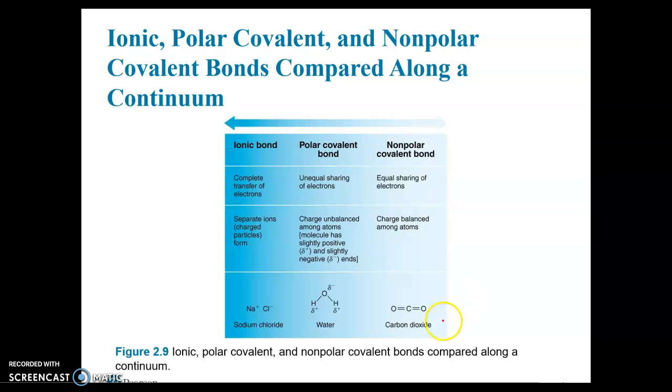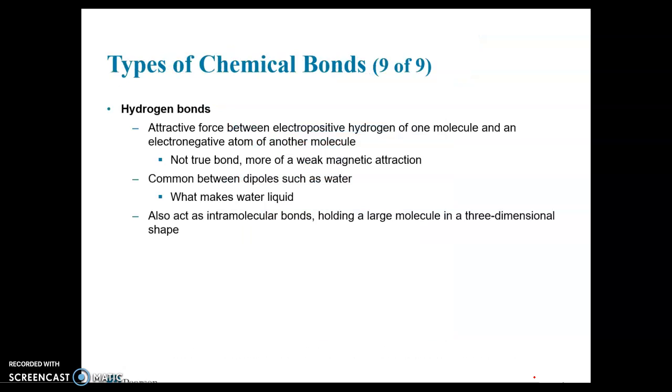So we have three kinds of bonds so far. We have the ionic bond, and the example we used was sodium chloride. The sodium lost an electron and became positive. The chlorine gained an electron and became negative. And now that they are oppositely charged ions, they have an attraction for each other. With covalent bonding, the electrons are shared, but they are shared unequally in a polar covalent bond, like we see in water, and then they're shared equally in a nonpolar covalent bond like we see in carbon dioxide.